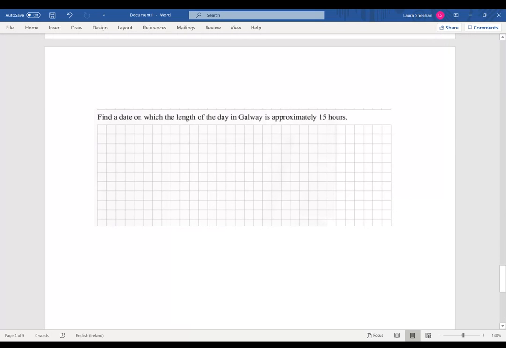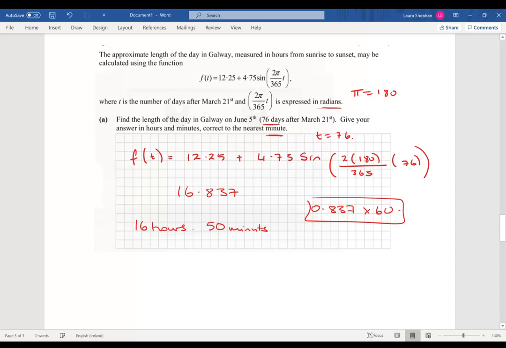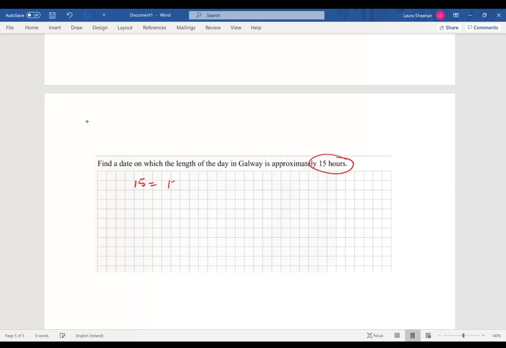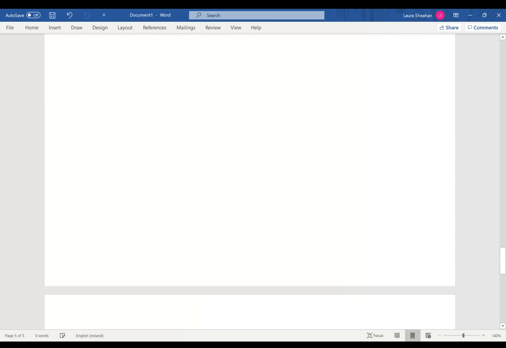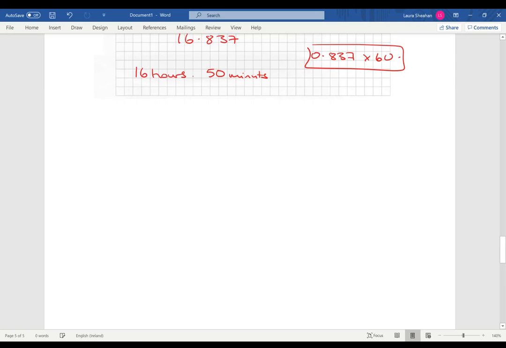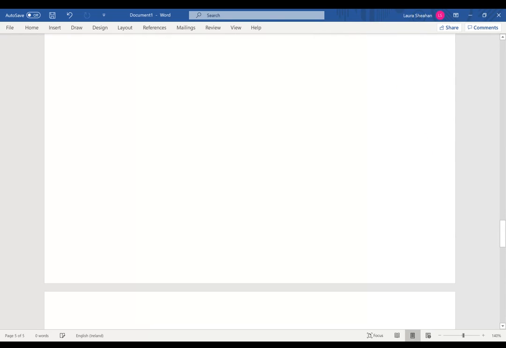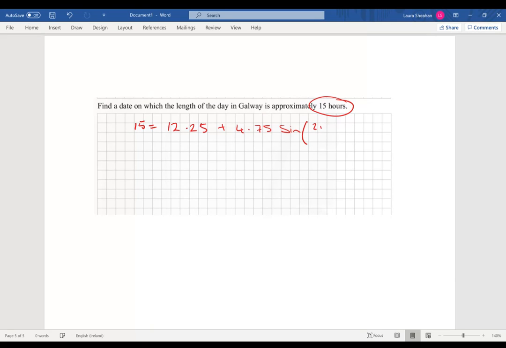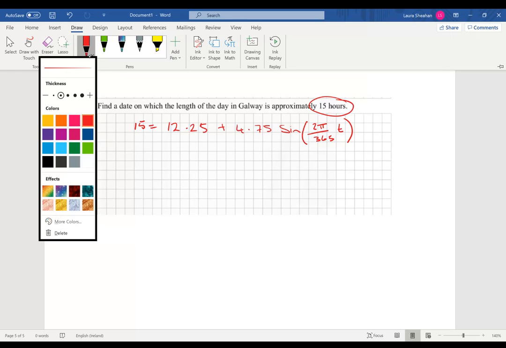All right, find a date on which the length of the day in Galway is approximately 15 hours. So my f(t) is 15 hours. So 15 is equal to 12.25 plus 4.75 sine of 2 pi over 365 times t. Again, it is t I'm looking for here, and I'm going to just change it. I don't particularly like writing in red.